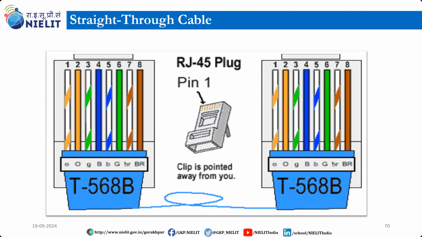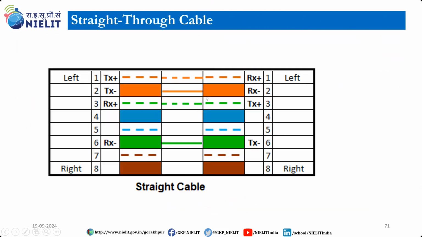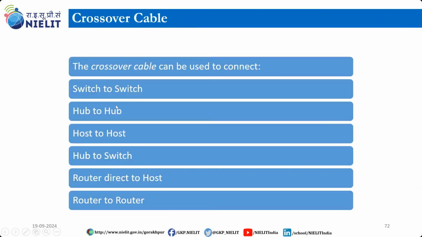Normally in the market, this cable is already available ready-made, but sometimes we may be required to prepare this cable. This is the actual signal transmission happening on the cable. Pin number 1 is used for transmission of the plus signal and the other end is receiving the plus. Pin number 2 is for receiving the minus from the other side. So this is the TX RX combination of the straight cable. There is another type of cable, the crossover cable.